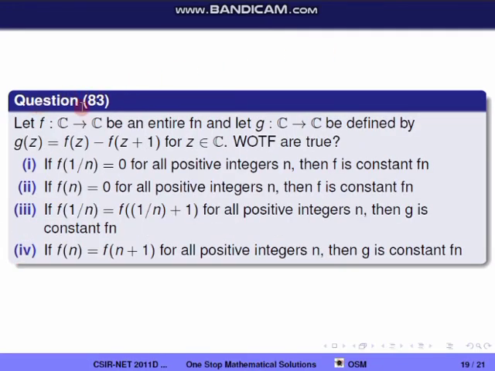Next question, question 83. Let f from C to C be an entire function and let g from C to C be defined by g of z is equal to f of z minus f of z plus 1 for z in C. Then which of the following are true? So we are given an entire function f, and g is defined in terms of f. Then we have to check which of the following are correct.